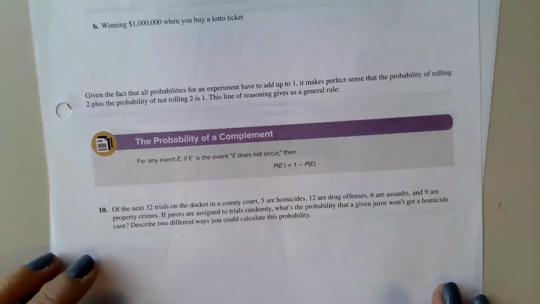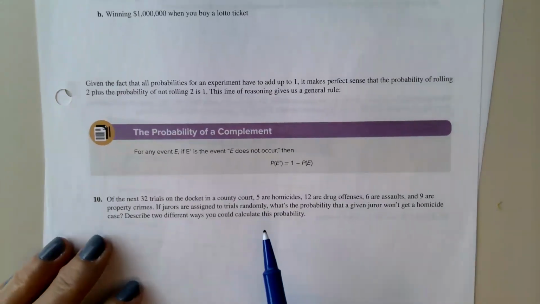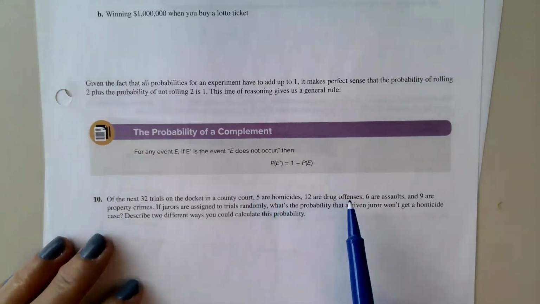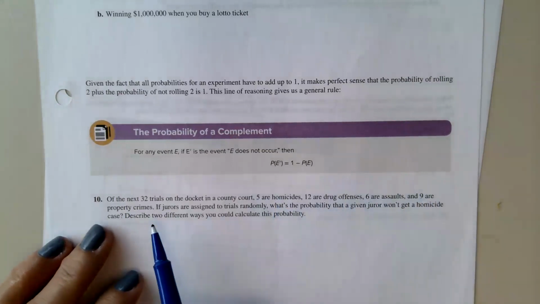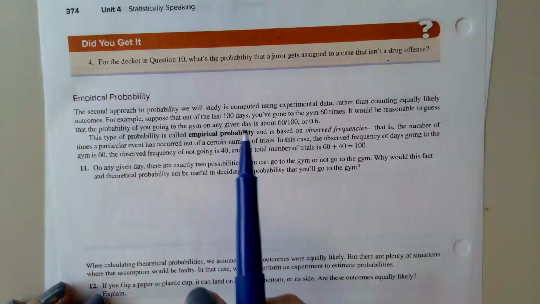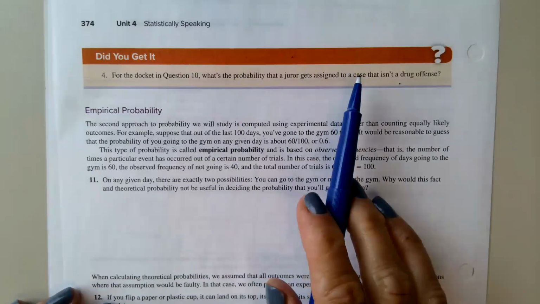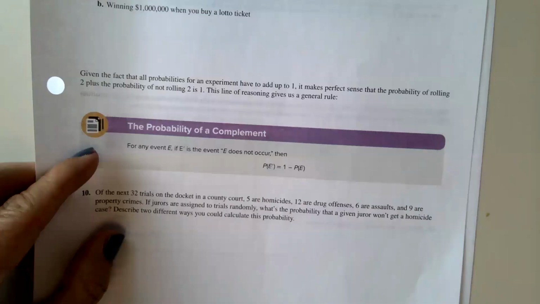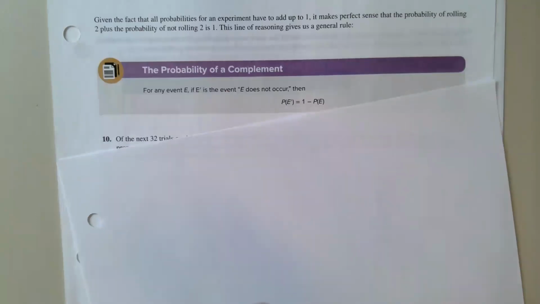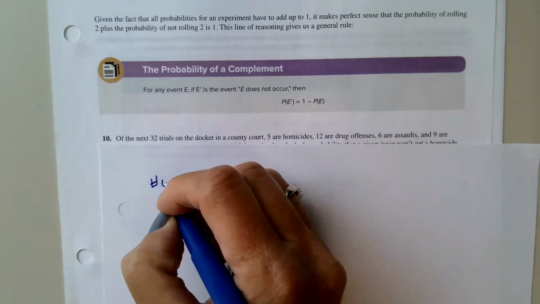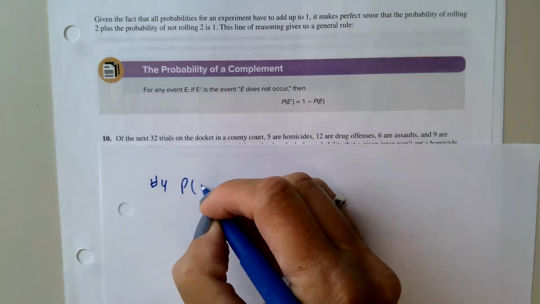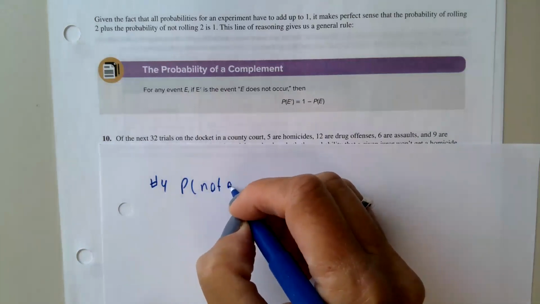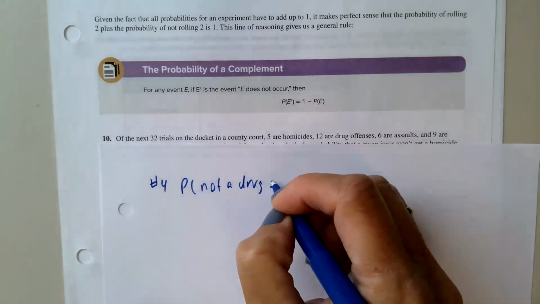Number 10 said of the next 32 trials on the docket in a court, 5 are homicides, 12 are drug offenses, 6 are assaults, and 9 are property crimes. So it says, what's the probability that a juror gets assigned to a case that is not a drug offense? So that means number 4, the probability of not a drug offense.